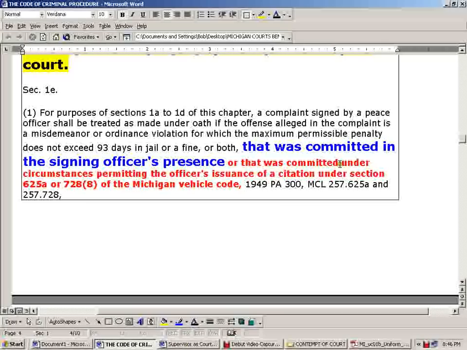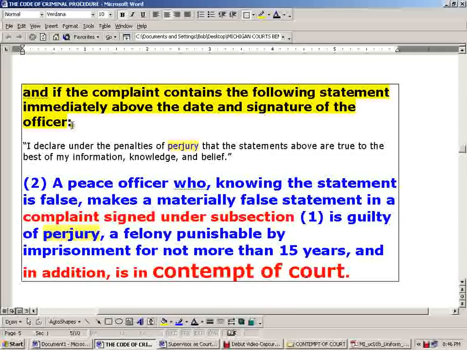Or that was committed under the circumstances permitting an officer to issue a citation under sections, some other sections, yada, yada, yada. And if the complaint contains the following statement immediately above the date and signature of the officer, I declare under penalty of perjury that the statements above are true to the best of my information, knowledge, and belief. A peace officer who, knowing the statement is false, makes a materially false statement in complaint signed under subsection 1 is guilty of perjury, a felony punished by imprisonment for no more than 15 years, and in addition is in contempt of court. Okay, well, what if he doesn't sign it?